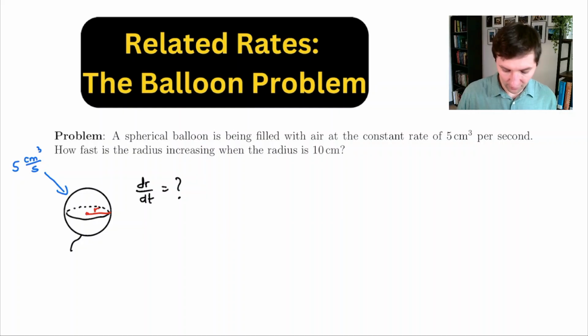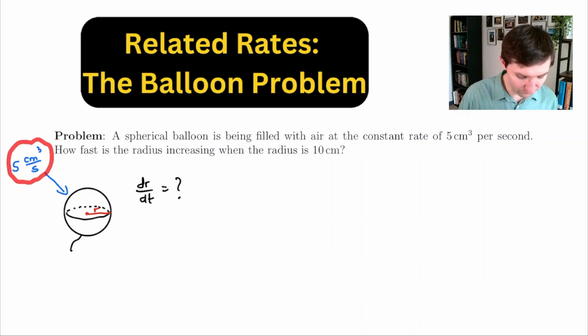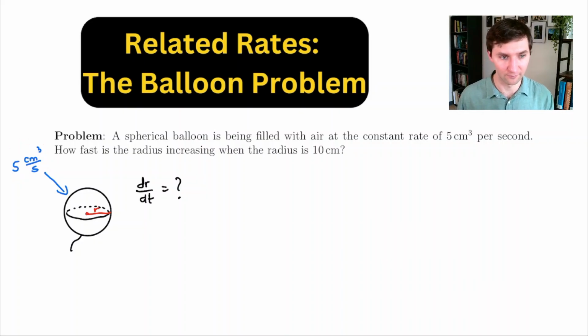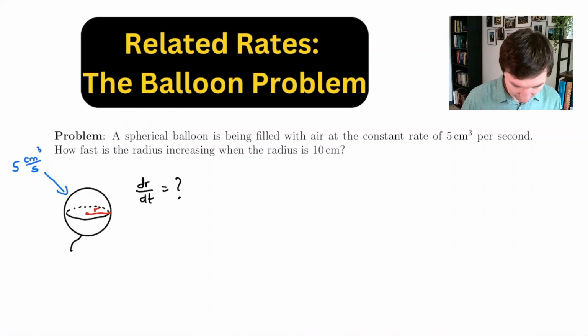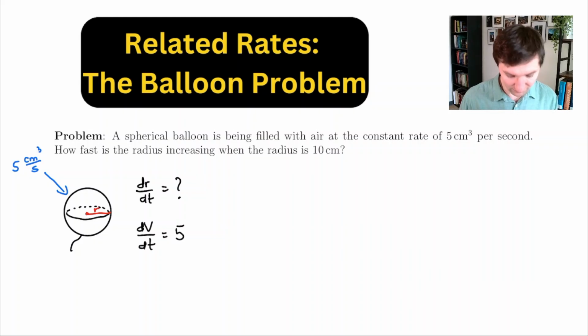We were told that the balloon is being filled with air at the constant rate of 5 centimeters cubed per second. So now ask yourself, what is changing at the rate of 5 centimeters cubed per second? I believe it is the volume of the sphere. So you can say that the derivative of the volume of the sphere with respect to time is 5 centimeters cubed per second. For now, I will suppress the units and I will just write it as 5.